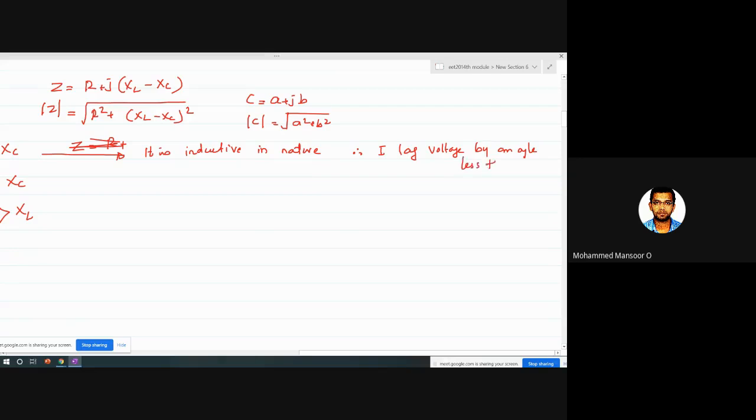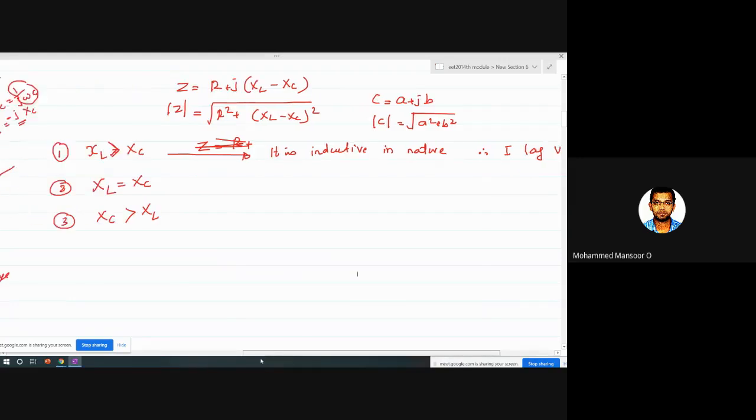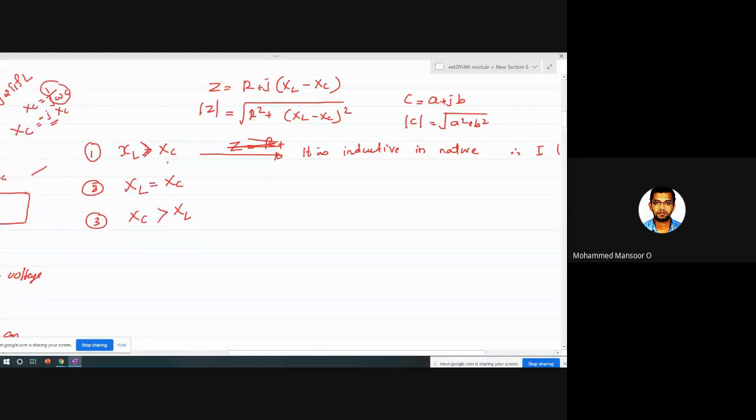Less than, not 90, less than 90 degrees. Clear? Therefore, current lags voltage by an angle less than 90 degrees. Similarly, in this case, what is this case? XL is equal to XC. When XL is equal to XC, this term will cancel, isn't it? XL is equal to XC. What is the behavior of the circuit under this condition? Tell me the answer fast. I need to come up with something.